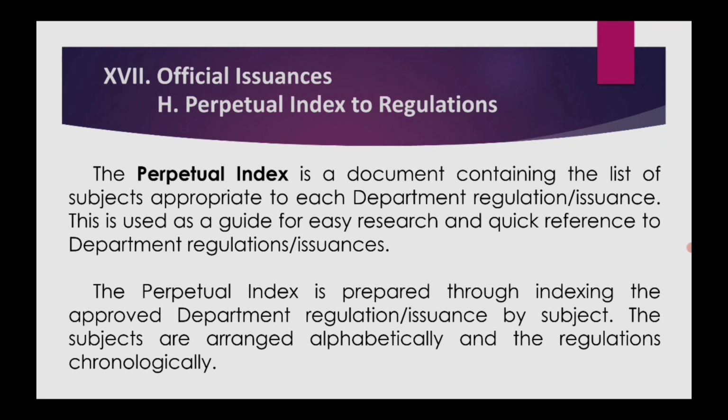Perpetual Index to Regulations. The Perpetual Index is a document containing the list of subjects appropriate to each department regulation issuance. This is used as a guide for easy research and quick reference to the department regulations issuances. The Perpetual Index is prepared through indexing the approved department regulation or issuance by subject. The subjects are arranged alphabetically and the regulations chronologically. So when we say alphabetically, by alphabetical order. Pag chronological, by date.